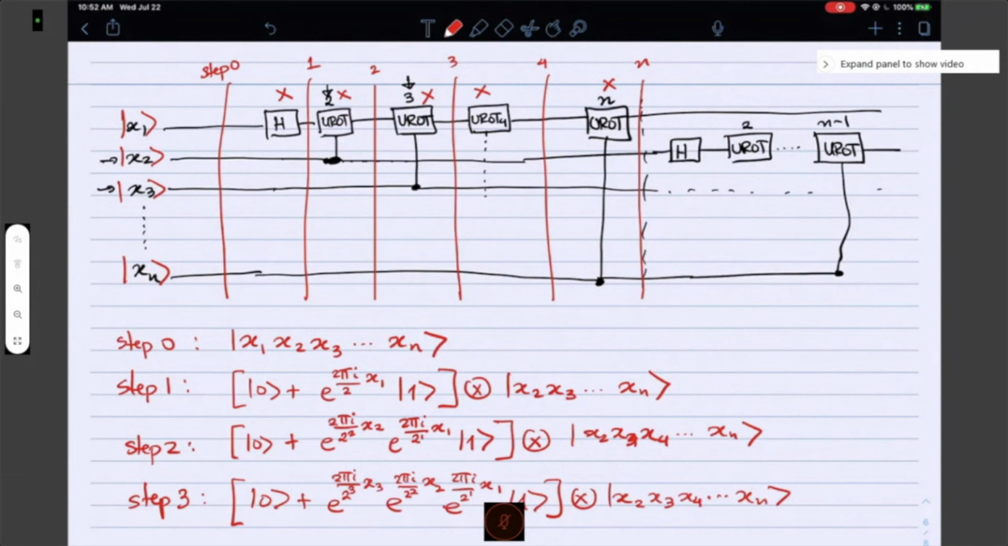Eventually, you'll get to step n, which is 0 plus e to the 2 pi i over 2 to the power of n xn, e to the 2 pi i over 2 to the power of n minus 1 xn minus 1, going all the way through e to the 2 pi i over 2 to the power of 1 x1 on 1, and then all the other qubits.